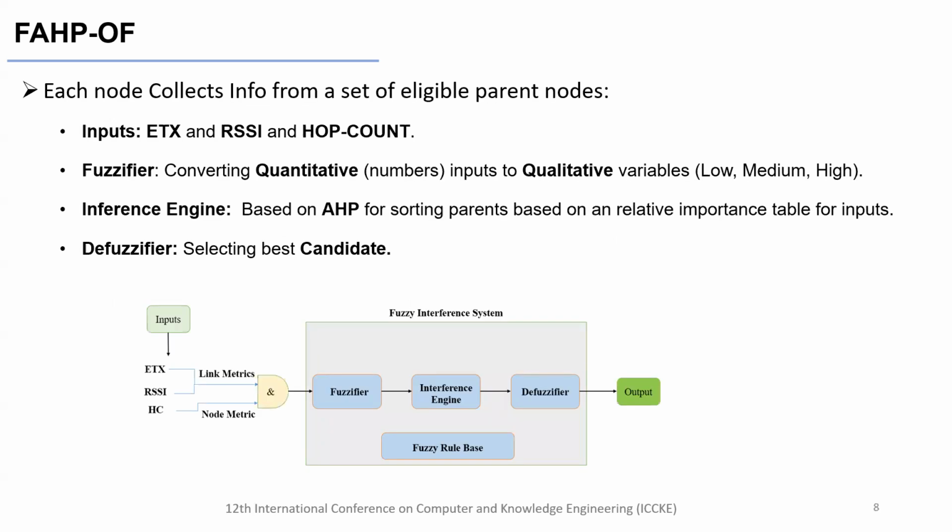In this picture, we can see different phases of FAHP-OF. At first, a node receives info from a set of eligible parents. The info includes ETX, RSSI, and hop count from the root node. In the fuzzifier layer, these values are translated to qualitative values like low, medium, and high. An inference engine here works based on the AHP method that sorts the degree of eligibility of all nodes. And at the end, we select the best parent for the node.